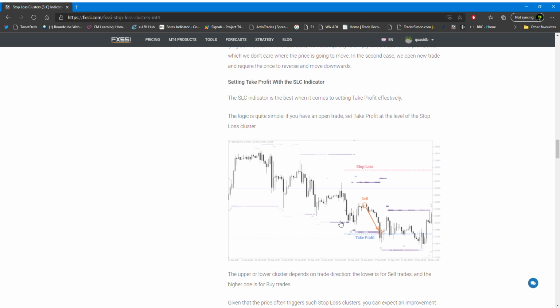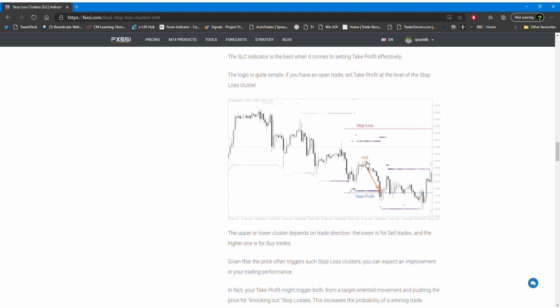Just have a look at this. It's really good. I'm going to make a series of videos on the different products, but SLCs are fantastic. You can see where the stop loss is clustered at that point. So you would target that, and then you would get out. You wouldn't want to be particularly too greedy. That's quite a nice move, probably 80 pips or so, but that's good for a day. That's a good day's trade.